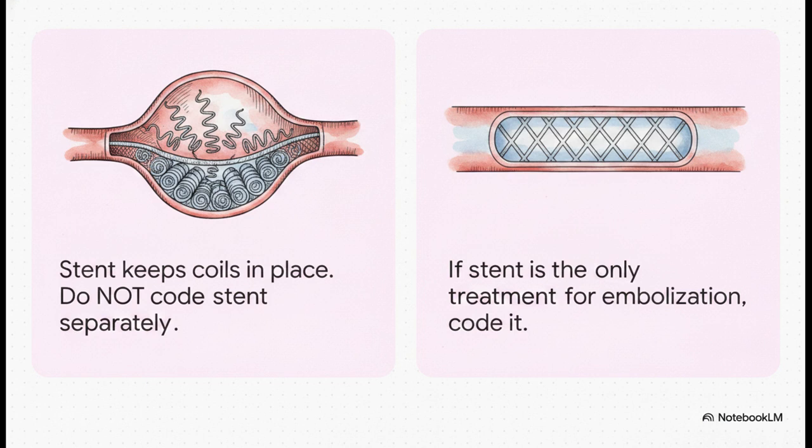If a stent is placed just to act like a cage, literally just keeping embolization coils from washing away, do not code the stent separately. It's completely bundled into the embolization procedure. However, if there are no coils at all, and the stent itself is the only embolization treatment used, well, then you do code the stent placement. Basically, the stent's primary function dictates the code.